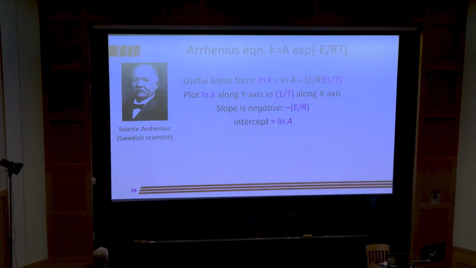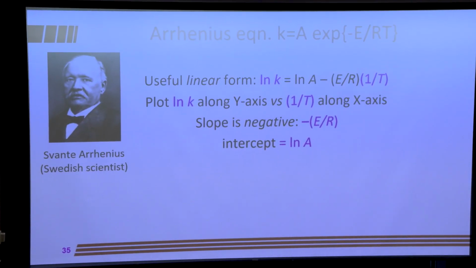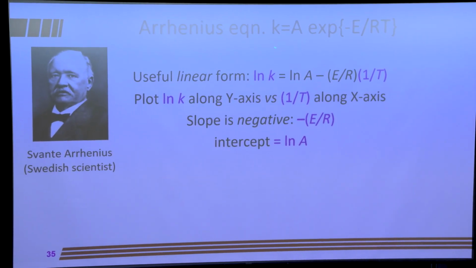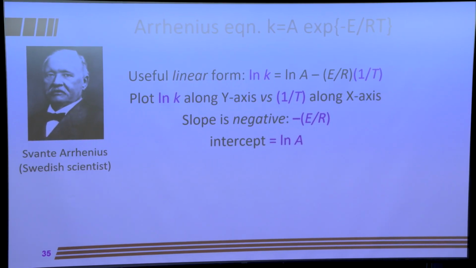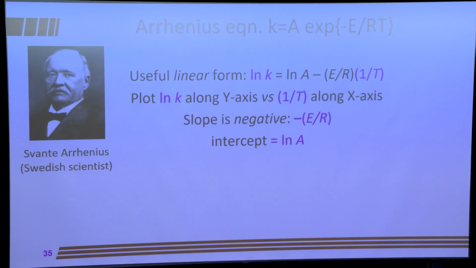Okay, and here's a picture of Svante Arrhenius, just so you see. Okay, so here we have the Arrhenius equation. We have the rate constant is equal to A e to the minus EA over RT. So a useful linear form of that is log of the rate constant is equal to log A minus EA over R times 1 over T. And now you can see, look, if we measure a number of rate constants, and we plot them on the y-axis versus 1 over T on the x-axis, we can get a straight line, the slope of which is minus EA over R, and the y-intercept is log A.